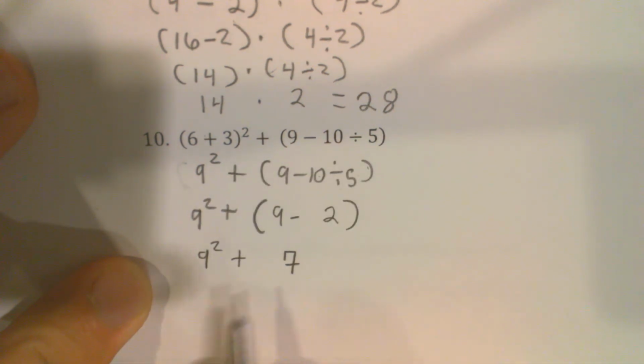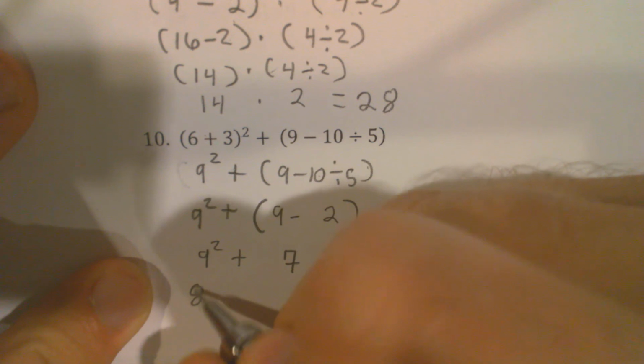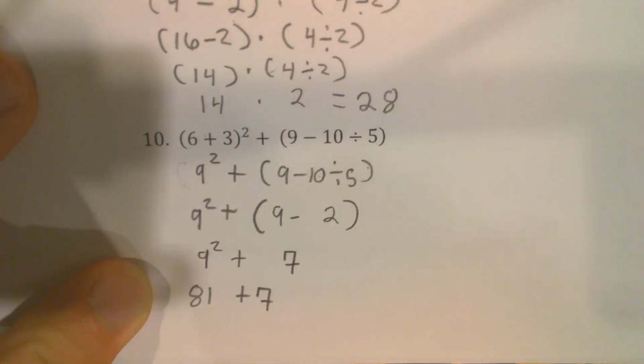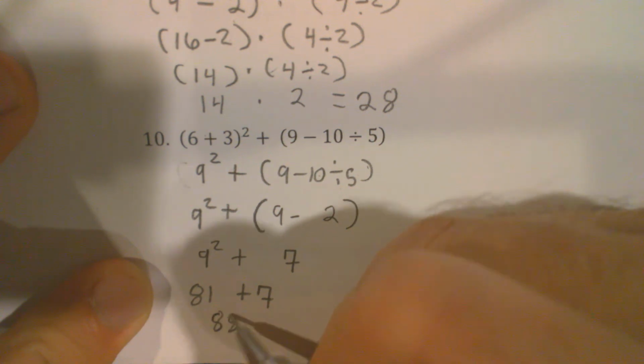Alright, so now, no more parentheses, we do have an exponent. 9 squared is 81. Carry down to plus 7. 81 plus 7 is 88.